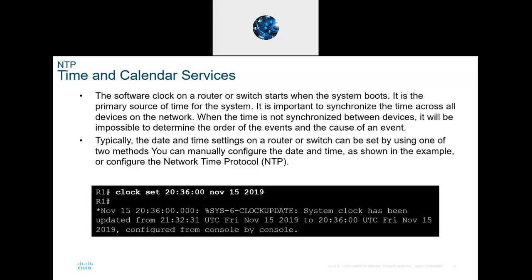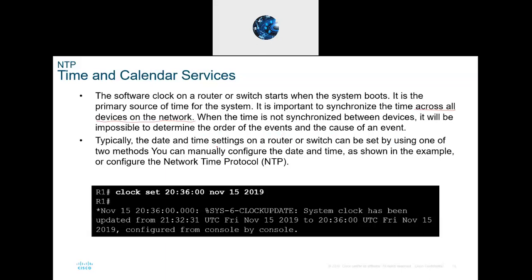The software clock on a router or switch starts when the system boots. It is the primary source of time for the system. It is important to synchronize time across all devices on the network. One router shouldn't be saying it's 10 a.m., the other one is saying it's 11 a.m., the other one is saying it's 12 a.m., and so on and so forth. So for you to be able to achieve that, you activate this protocol. When the time is not synchronized between devices, it will be impossible to determine the order of the event and the cause of an event.